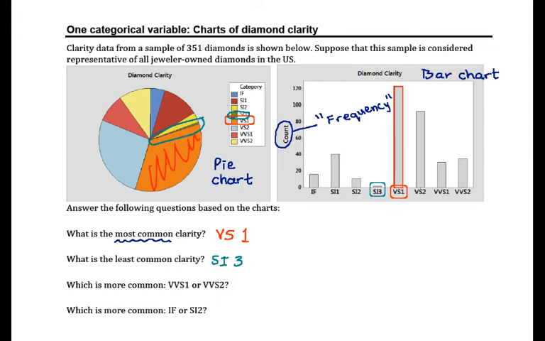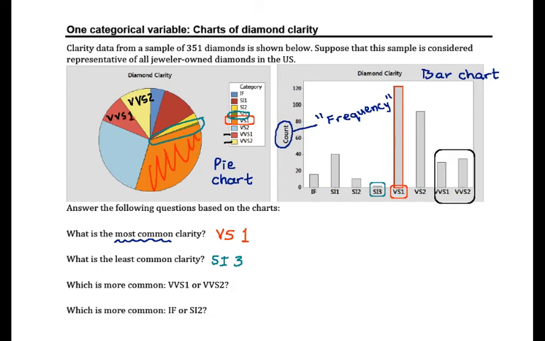Which is more common, VVS1 or VVS2? I can compare the heights of these two bars. Or over here on the pie chart, I now have to make sure I'm looking at the right colors. We have a pale yellow and we have a dark yellow. This here is our pale yellow, so this is my VVS2. And my sort of more terracotta kind of red instead of brick red is my VVS1.